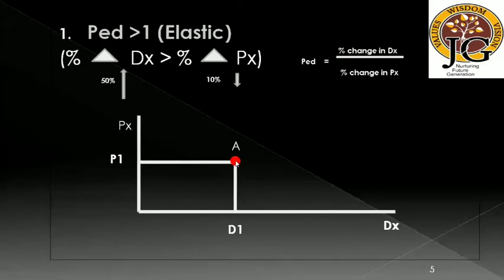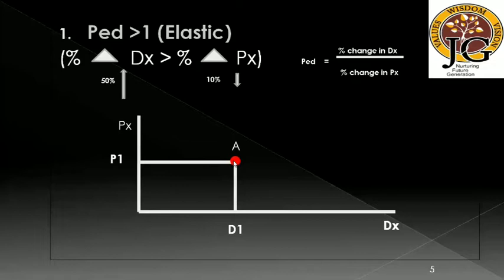A is the original price demand combination. We have taken price of the product on the y-axis, whereas demand for the product has been taken on the x-axis. P1 D1 is the original price demand combination, which means that earlier the price of good X was P1, and when the price was P1, the demand was D1. So A is the original price demand combination.